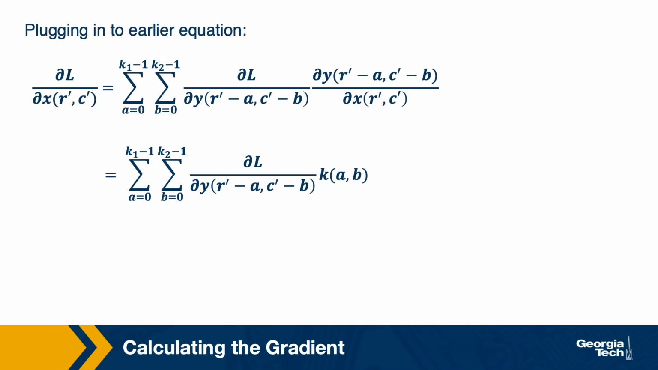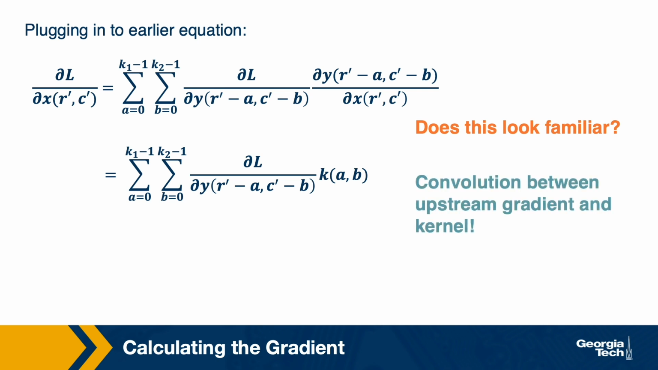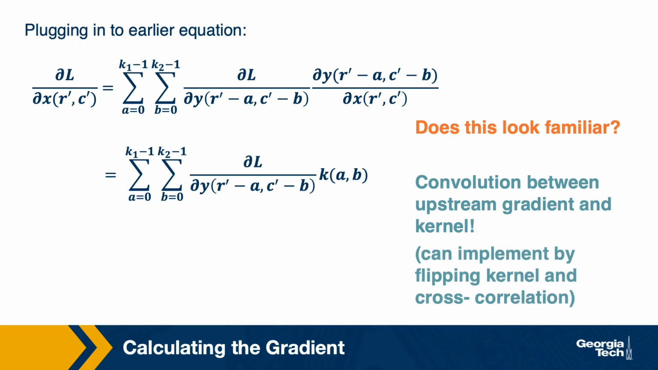And so now we can just plug into the earlier equation that we had. That is, we summed over all affected output pixels, and for each affected pixel, perform the chain rule. And if we do that, this is what we get. And again, this might look familiar to you. This is actually just a convolution between the upstream gradient and the kernel. And so this can again be implemented efficiently. Rather than performing the convolution, we can actually just perform cross correlation, but we need to flip the kernel here. And so we can just implement the kernel flipping and cross correlation.